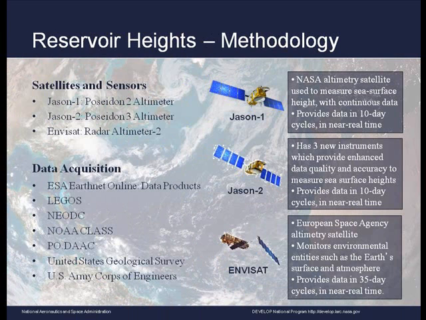Data methodology encompasses NASA and European Space Agency altimetry satellites used to measure sea surface height with continuous near real-time data. The revisit times are 10-day and 35-day cycles, respectively. The specific altimetry satellites are JASON-1, JASON-2, and ENVISAT. This particular study only used satellite data from NASA's JASON-2.